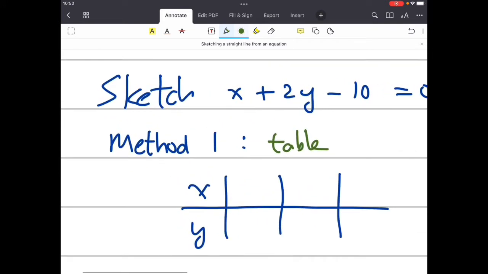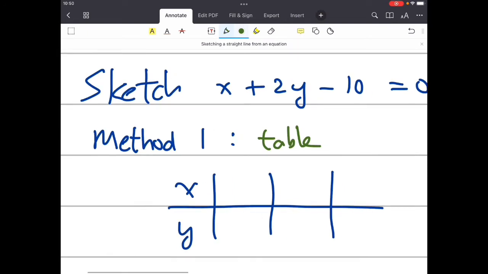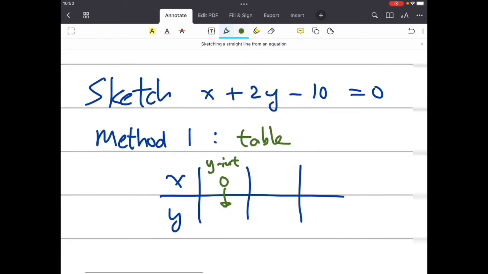Let's see the first method. For the first method, we try to find a few points, and then we join them, and then we can know how it looks like. We can try to find out the y-intercept by putting x as 0. In this case, from the calculation, you can find that y equals 5. And then we can find the x-intercept as well by putting y as 0. If we put y as 0, you should find x being 10.